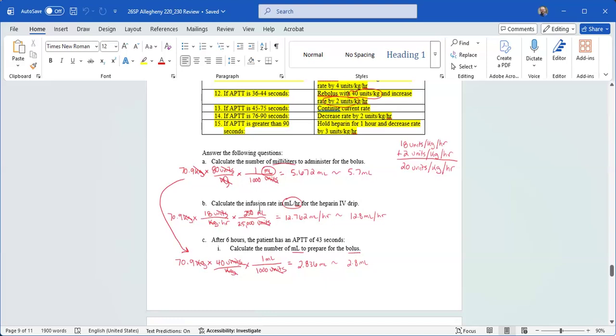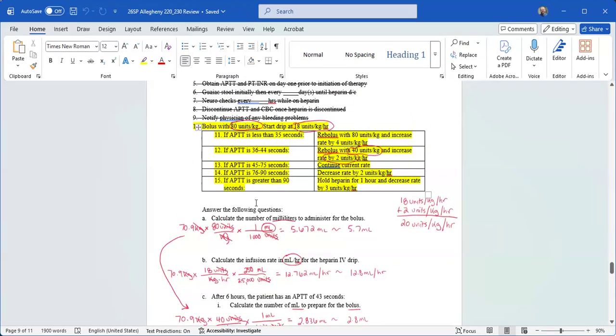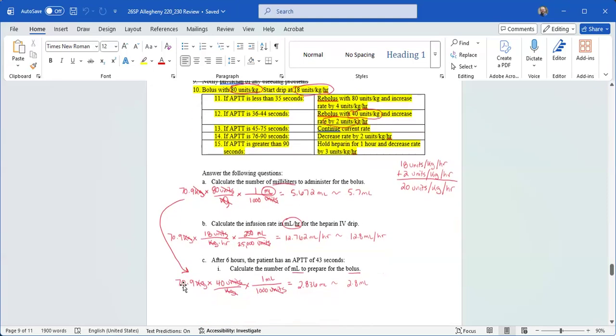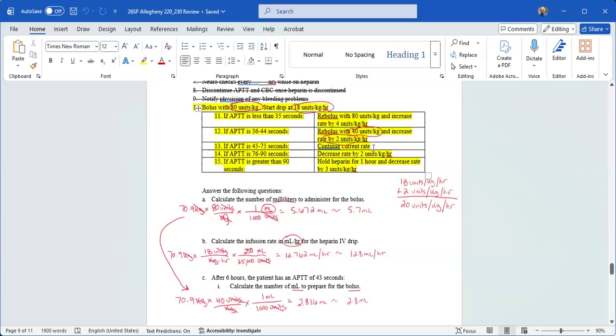You are going to get A and B on your test. You're not going to get C. But if you did get C, all it's telling us is that after 6 hours, we reassess the patient and look at the APTT, and it tells us new information of what to do. It tells us here to rebolus with 40 units per kilogram, which I worked through yesterday. And then it says to increase the rate by 2 units per kilogram per hour. The original rate was 18. We increase by two and we get to 20.